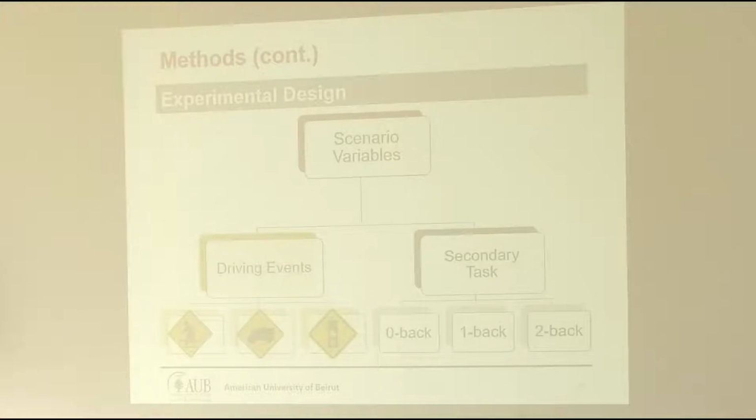To summarize, scenario variables consist of the driving events, which are the pedestrians, the truck, and the traffic light situations, and they are randomly presented for a subject. And the secondary task levels, which are the 0 back, the 1 back, and the 2 back levels, which are also randomly presented to a subject.